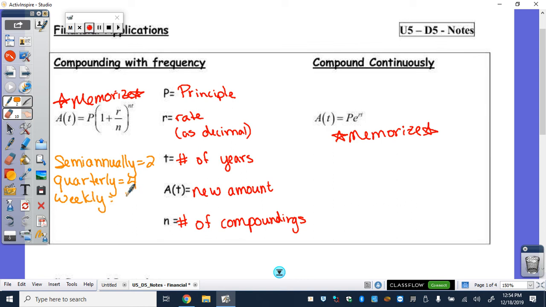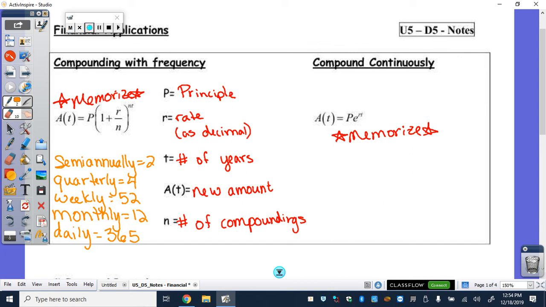Weekly would be 52 times a year, not 50, 52. Monthly would be how many times a year? Nice. And daily, 365. Yes, in leap years they do actually use 366, but all of our problems will deal with 365. So we'll always be using 365.